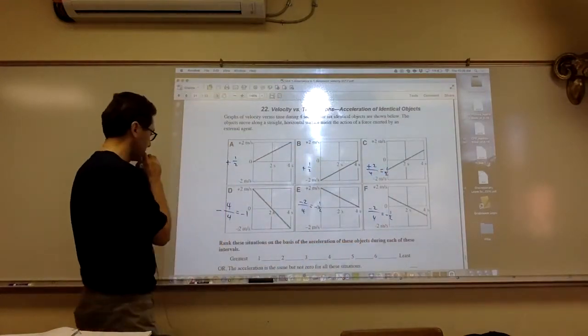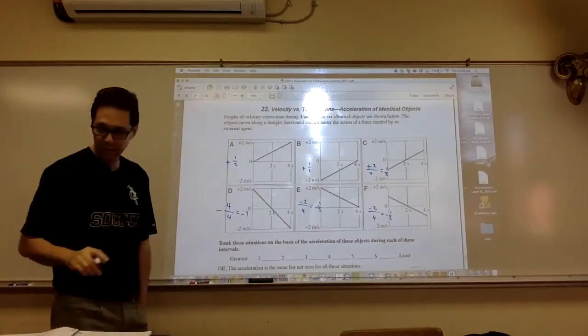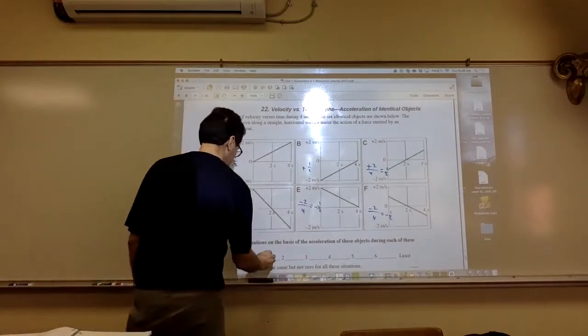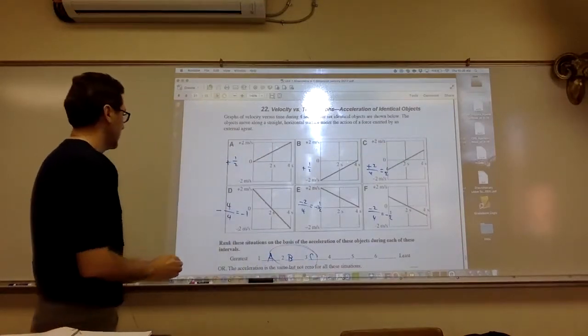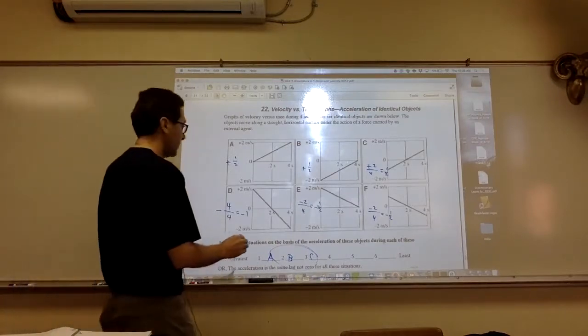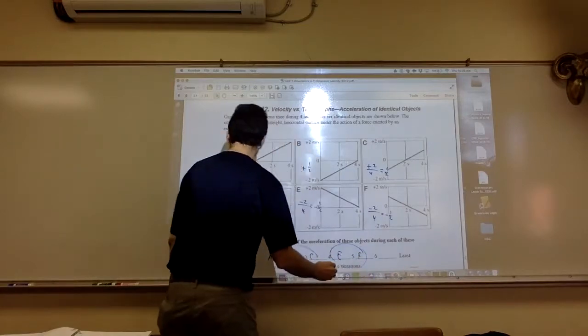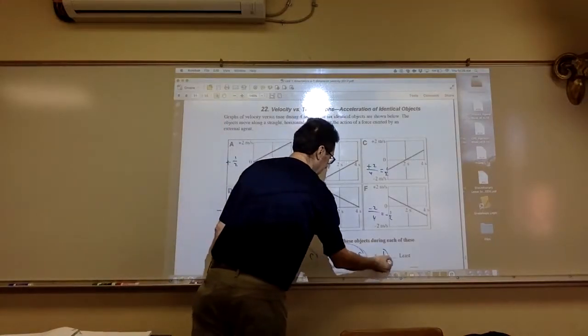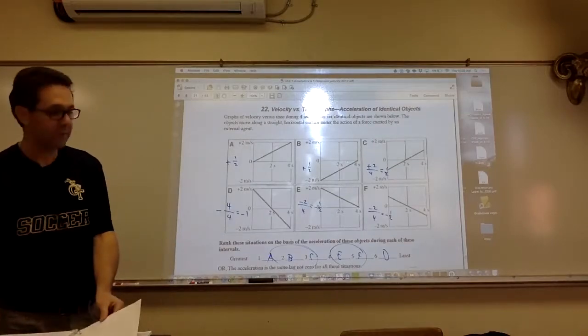So which one has the highest acceleration? It looks like A, B, and C are tied for first place. We'll put a circle around them. Then comes E and F for 4th and 5th place. And it looks like D is last with a negative 1.